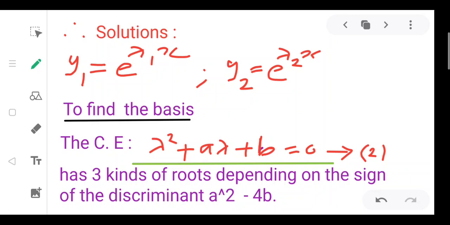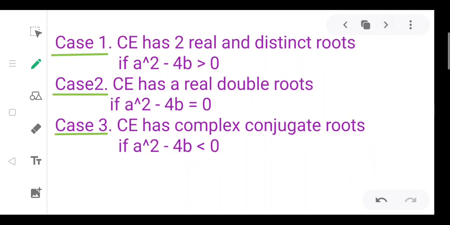We know that this equation has three kinds of roots depending on the sign of the discriminant, a square minus 4b. So, in the first case, if the discriminant is positive, then the characteristic equation has two real and distinct roots. In the second case, if the discriminant is 0, then the characteristic equation has a real double root. And in the third case, if the discriminant is negative, then the characteristic equation has complex conjugate roots.